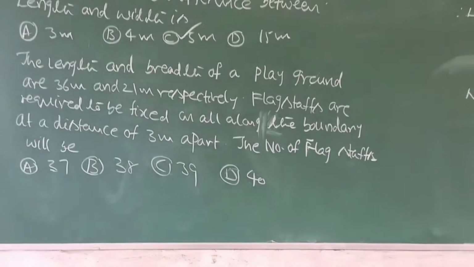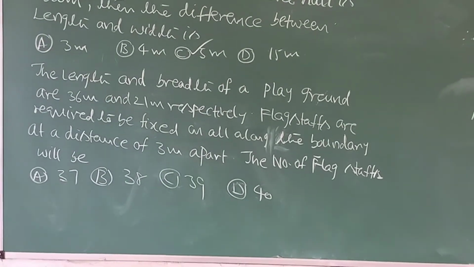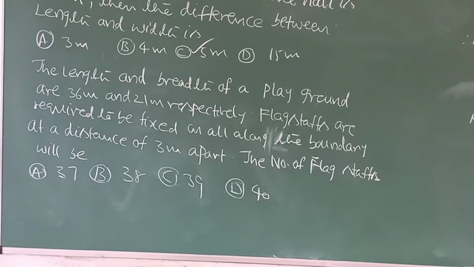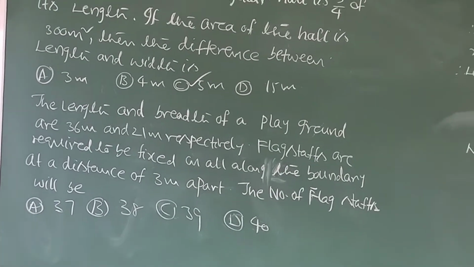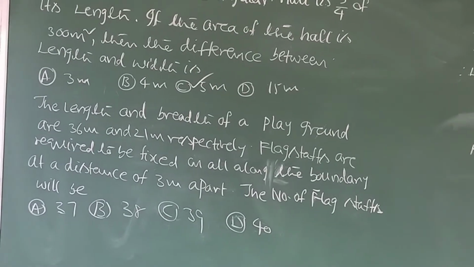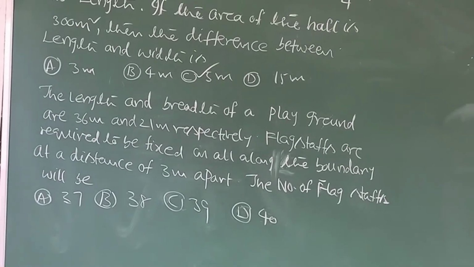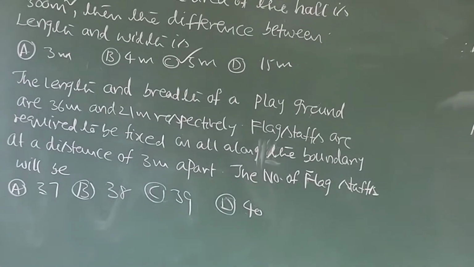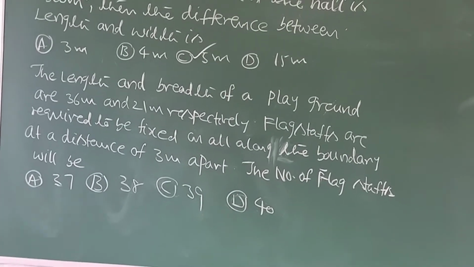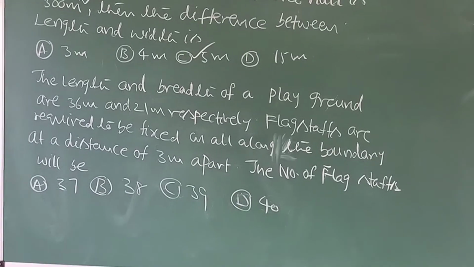Let's move on to the next question. The length and breadth of a playground are 36 meters and 21 meters respectively. Flagstaffs are required to be fixed all along the boundary at a distance of 3 meters apart. The number of flagstaffs will be. Here the question is something typical, but you have to understand this one in a different way.